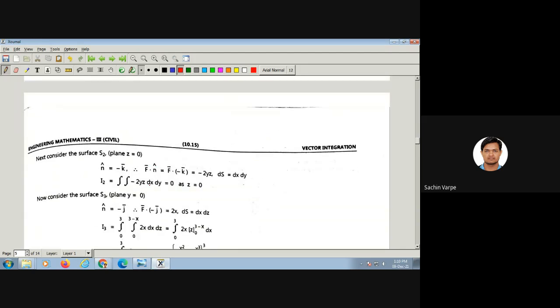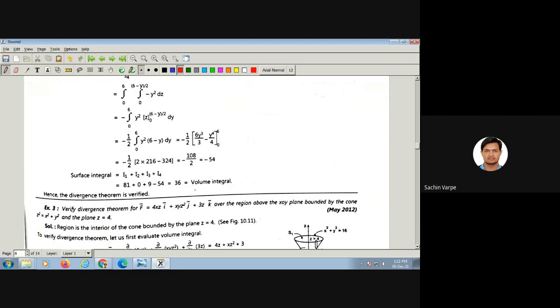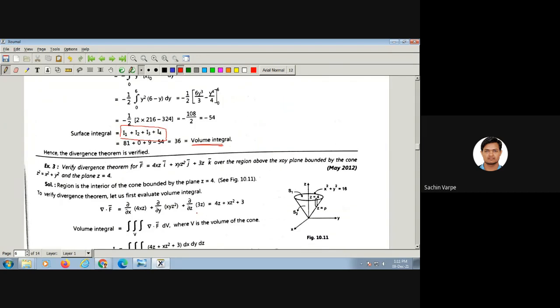ठीक है? Similarly, S2, S3, S4 are the coordinate planes. S2 के लिए Z0 लिया है, n cap एरिया एलिमेंट भी इजी है उसके लिए. कोऑर्डिनेट प्लेन्स के लिए बहुत इजी है. The problem is for the arbitrary plane. So surface integral will be the sum of all those integrals to get the final answer. Hence the Green theorem verified. Sorry, not Green, divergence theorem.